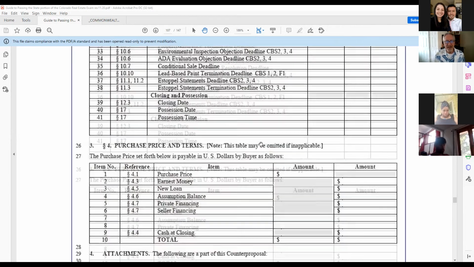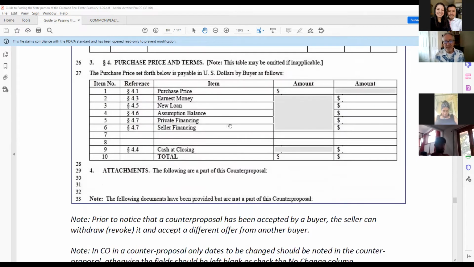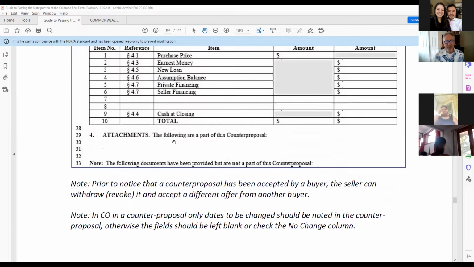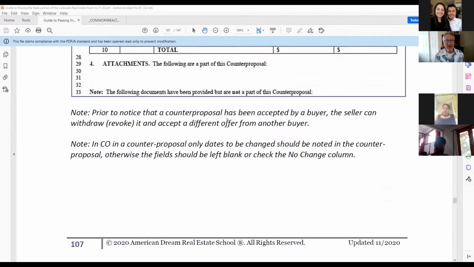So you can change some of those dates and deadlines. Here you would change the purchase price. It would be paragraph 4 in the original contract, paragraph 3 here. That's what this means: 3, the original contract you're changing is paragraph 4. And maybe you change the price and terms in there. Maybe there's something else that needs to be attached in this counter proposal. Prior to notice that a counter proposal has been accepted by a buyer, the seller can withdraw, revoke it, and accept a different offer from another buyer.